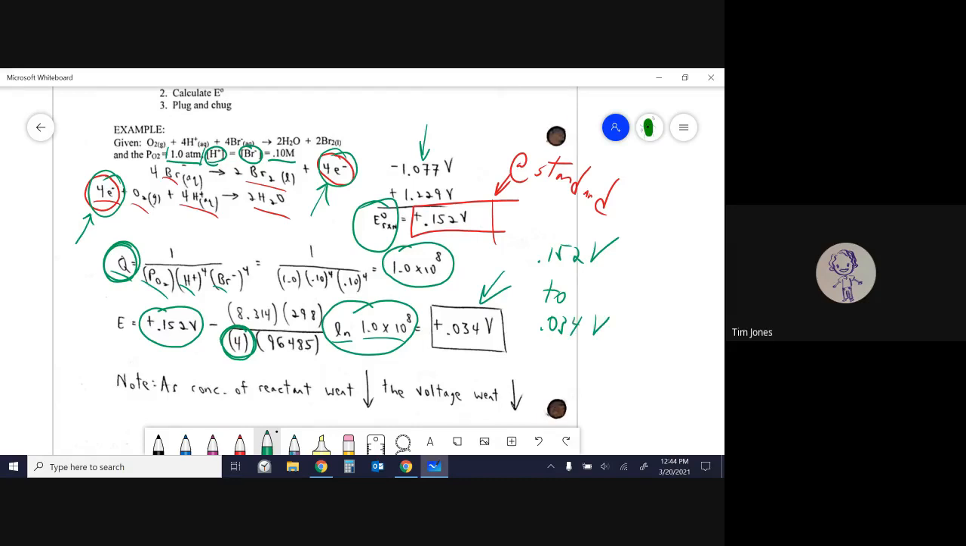And that makes sense because the two things that aren't standard are reactants, hydrogen and bromide or bromine ion. Well, it makes sense. If you lower the concentration of a reactant, it might still go forwards. It's just not going to do it with as much aggression. All right, next one.